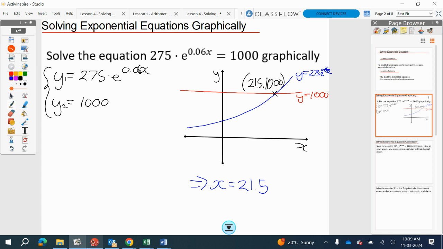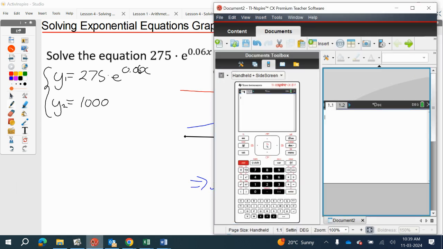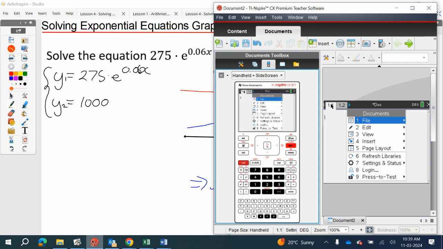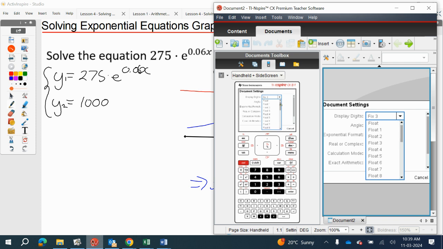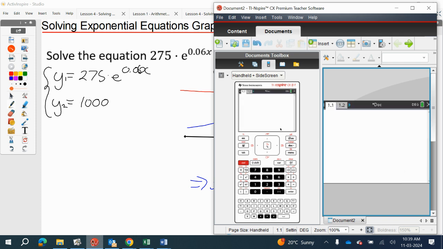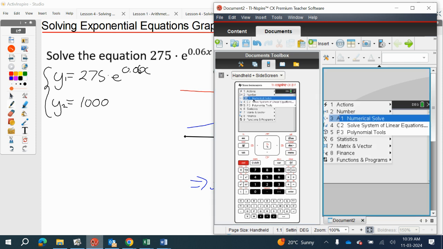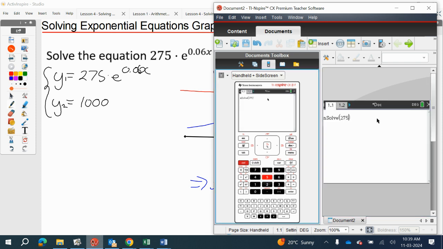If you get an E in an answer, how do you make that into a decimal? Control enter. Oh, I know what you're talking about. Let me see what my document settings are. I put my document settings into float 2. So in solving this one, we would nSolve it like this: 275 times e to the 0.06x is equal to 1000, comma x. Not what I want.